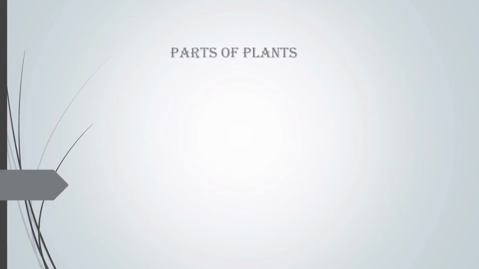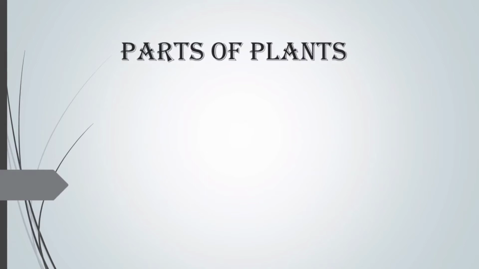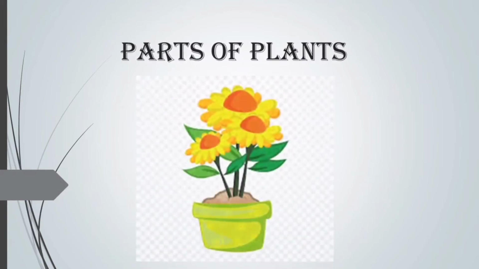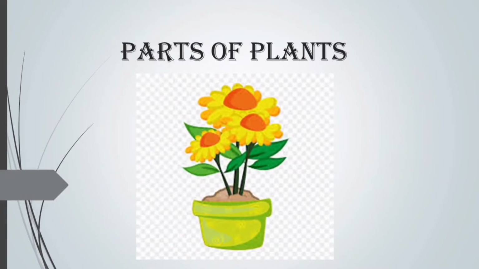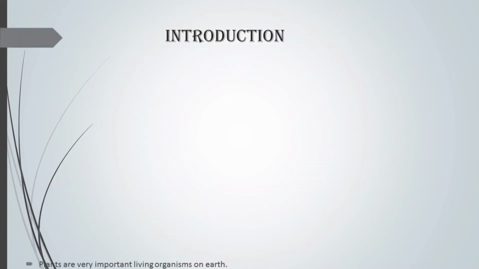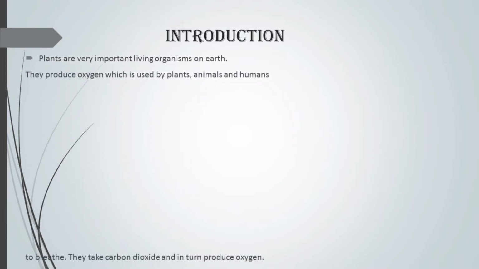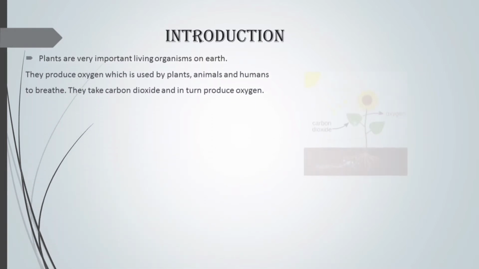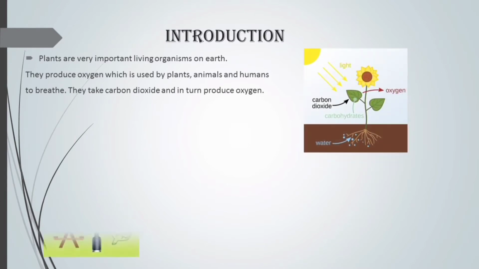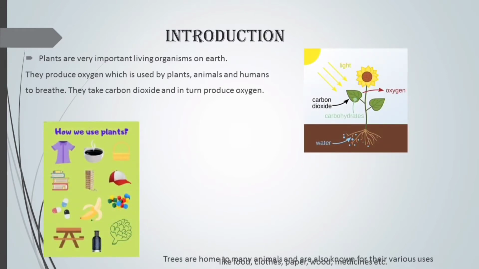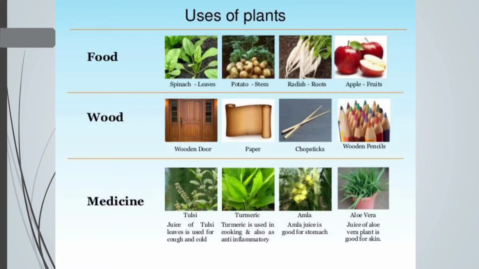Today we will talk about parts of plants, as we know that plants are a very important part of our life. But why? Because they take the carbon dioxide that we exhale and produce oxygen, which is used by animals and human beings. Now, plants are of utmost importance, as we know that from plants we get clothes, wood, paper, food, medicines and all other plant products.